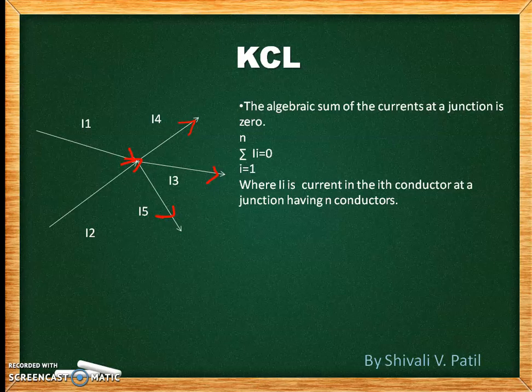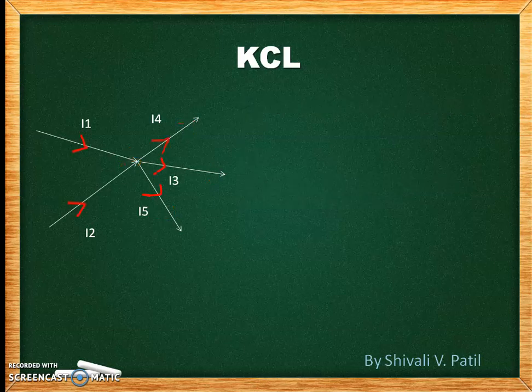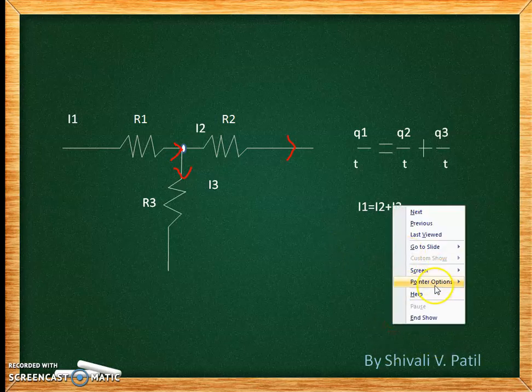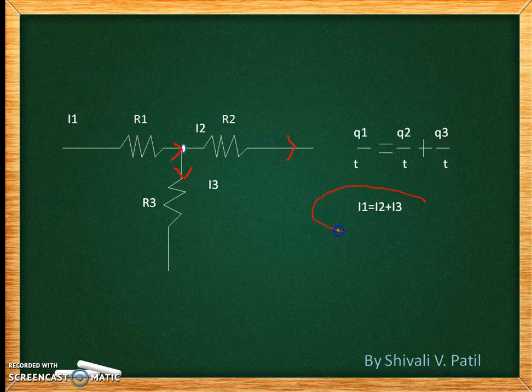That is, some charge, Q1 per unit time, is received due to current arriving at a junction. For conservation of charge, the same amount of charge, that is Q2 plus Q3, must leave the junction per unit time, which leads to the law of currents, that is, incoming is equal to outgoing.